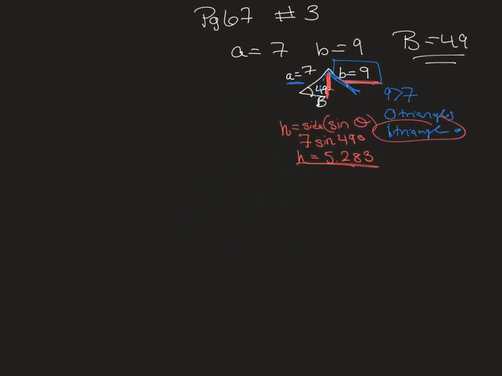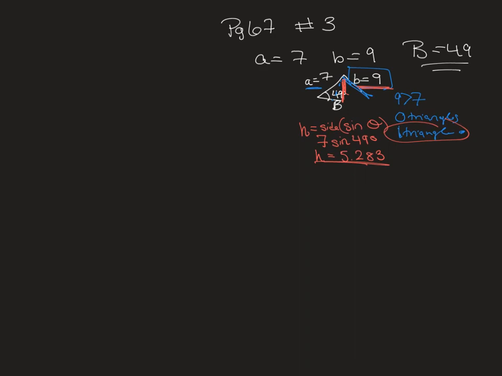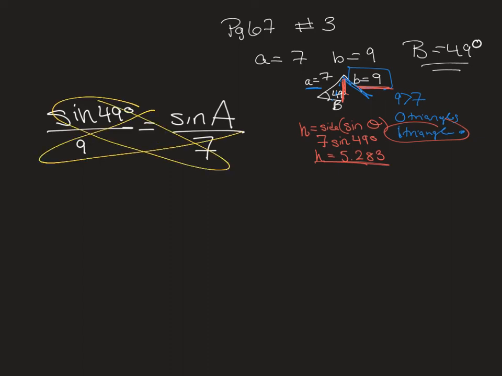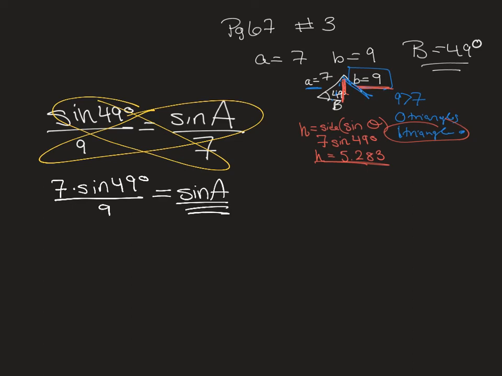So let me just shrink this down really quick, put it in the corner. I'm just going to do math. So my complete ratio is the B. I never put a degree symbol up here, I'm sorry. So I'm going to do sine of 49 degrees over 9 equals sine of, we're going to call it big A because it's across from little a, 7. I'm going to do my cross multiply, make a butterfly. So I'm going to get 7 times sine of 49 degrees divided by 9 is going to equal sine of A.